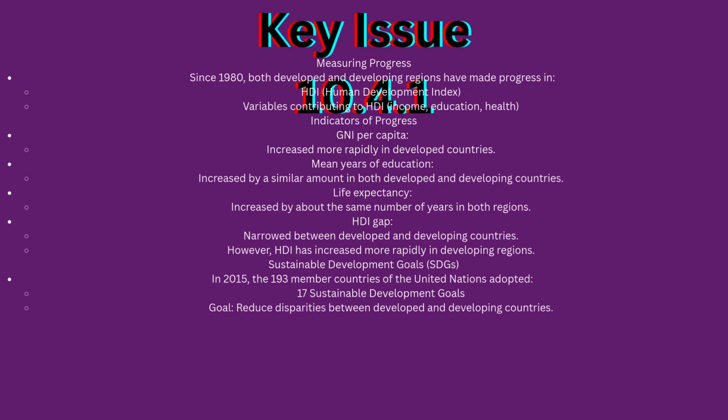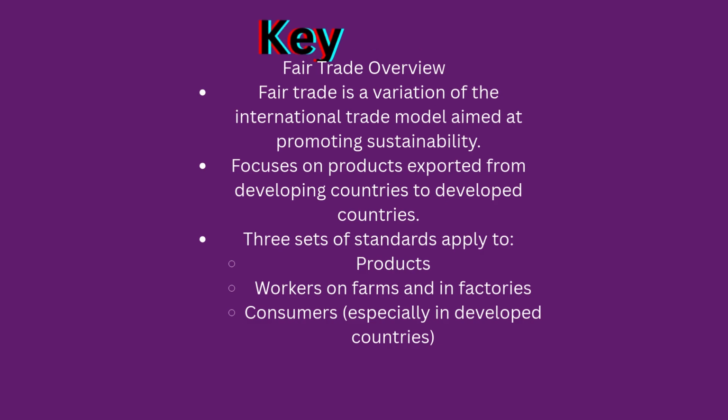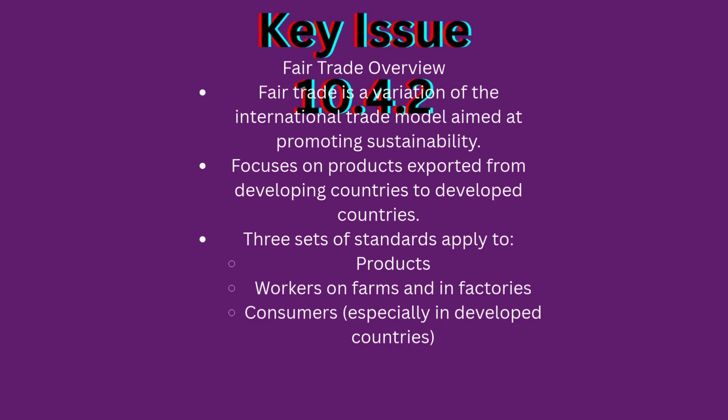To reduce disparities between developed and developing countries, the 193 members of the United Nations adopted 17 Sustainable Development Goals in 2015. Fair trade has been proposed as a variation of the international trade model of development that promotes sustainability. The fair trade movement focuses primarily on products exported from developing countries to developed countries.